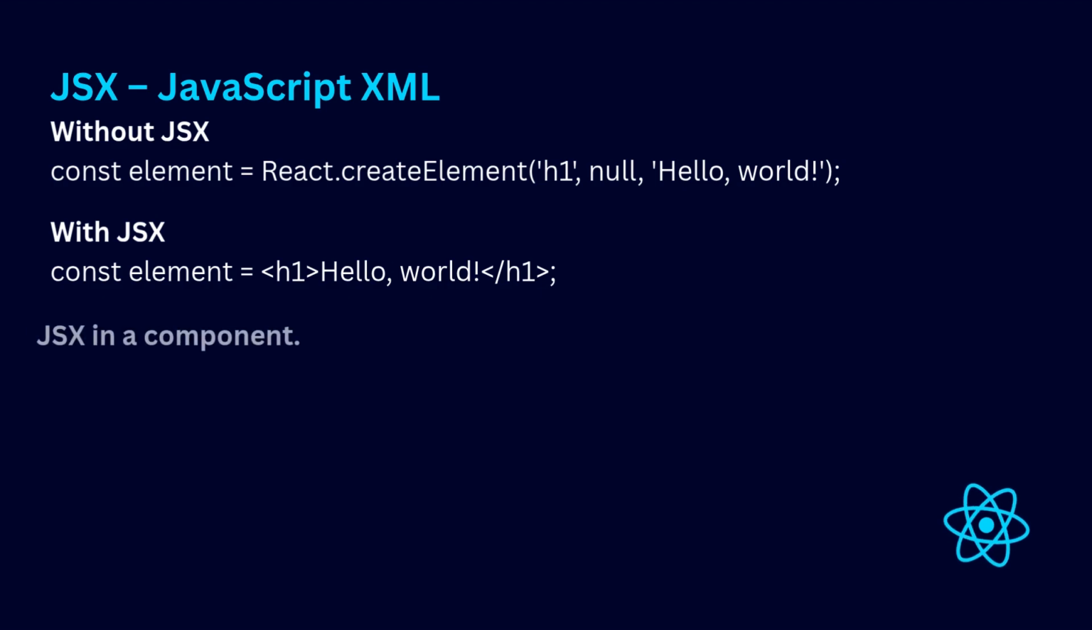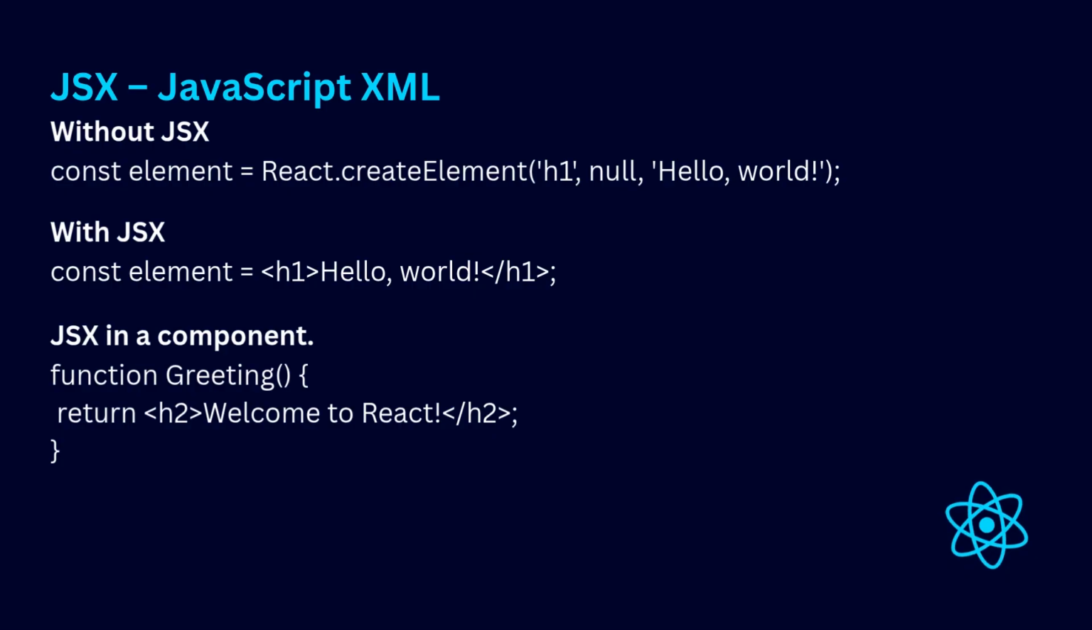Let's look at JSX in a component. Here is a basic example. function Greeting() { return <h2>Welcome to React</h2>; } Here we return JSX from a functional component. This JSX will be converted into the real DOM element when rendered.